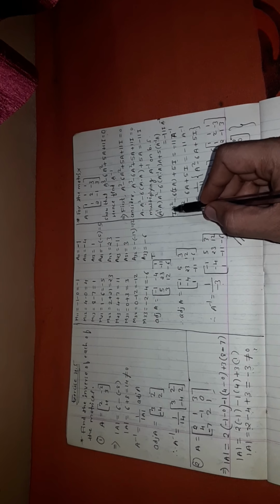A inverse into identity matrix will be what? A inverse only. So here now A square into I is A square, minus, because when you multiply any matrix with the identity matrix, that gives the same matrix, minus I into A plus 5 as it is, I as it is, which is equal to minus 11 into A inverse. We want the A inverse value, so A inverse you keep as it is, minus 11 transfer to this side, so this minus 11 is multiplying here.